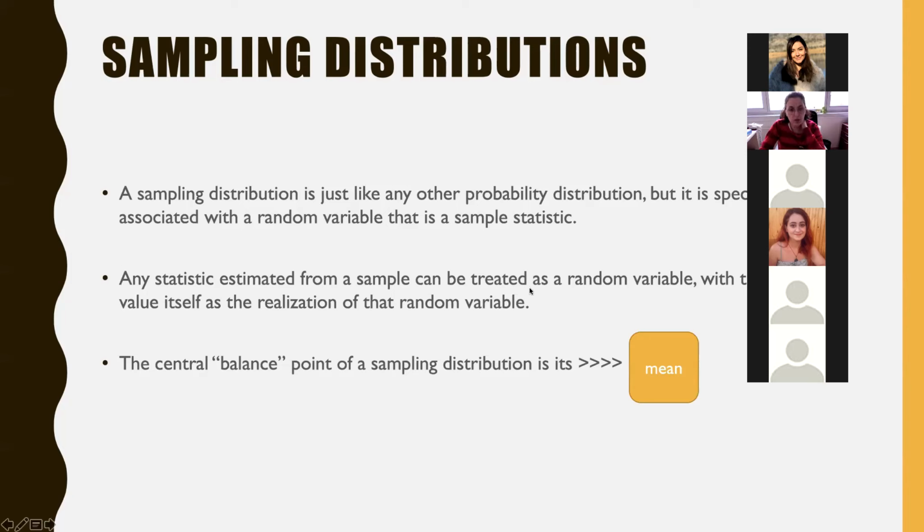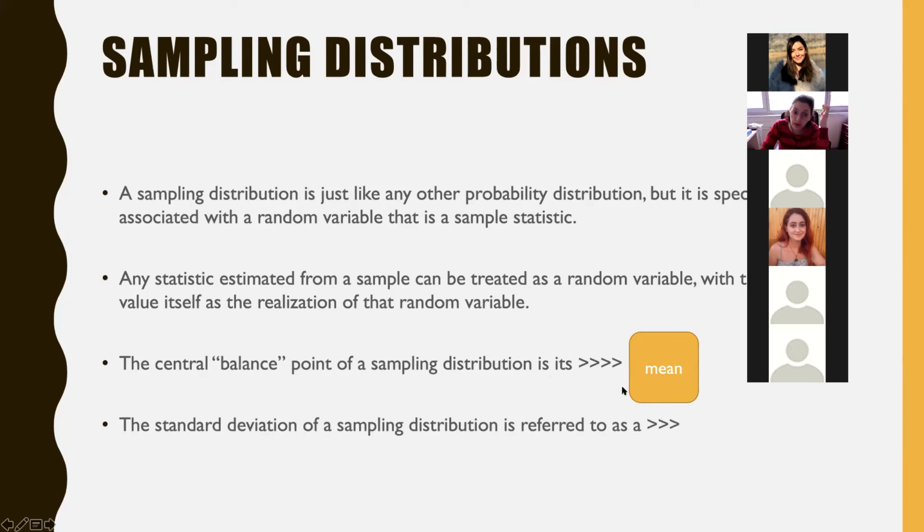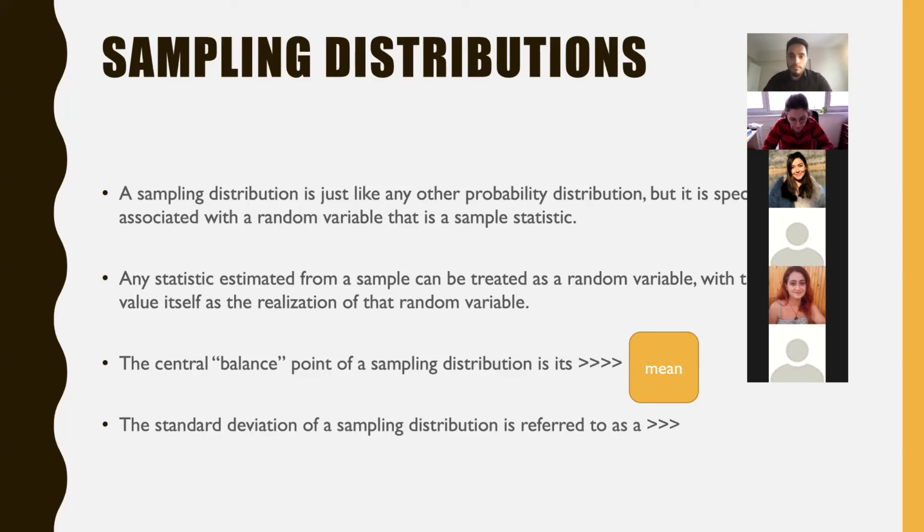So we know the central balance point of a sampling distribution can be the mean, and also, like any other probability distribution, it has a standard deviation. The standard deviation of a sampling distribution is referred to as what? Do you remember what that was? The standard deviation of a sampling distribution is referred to as what?